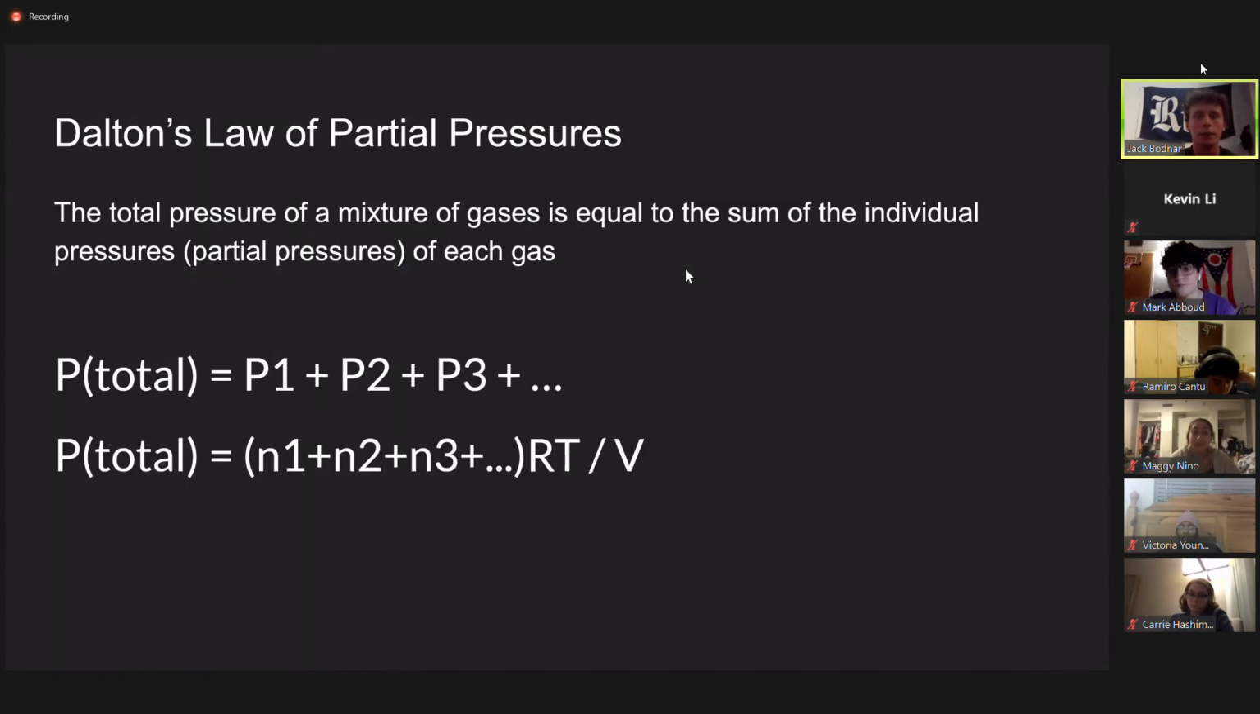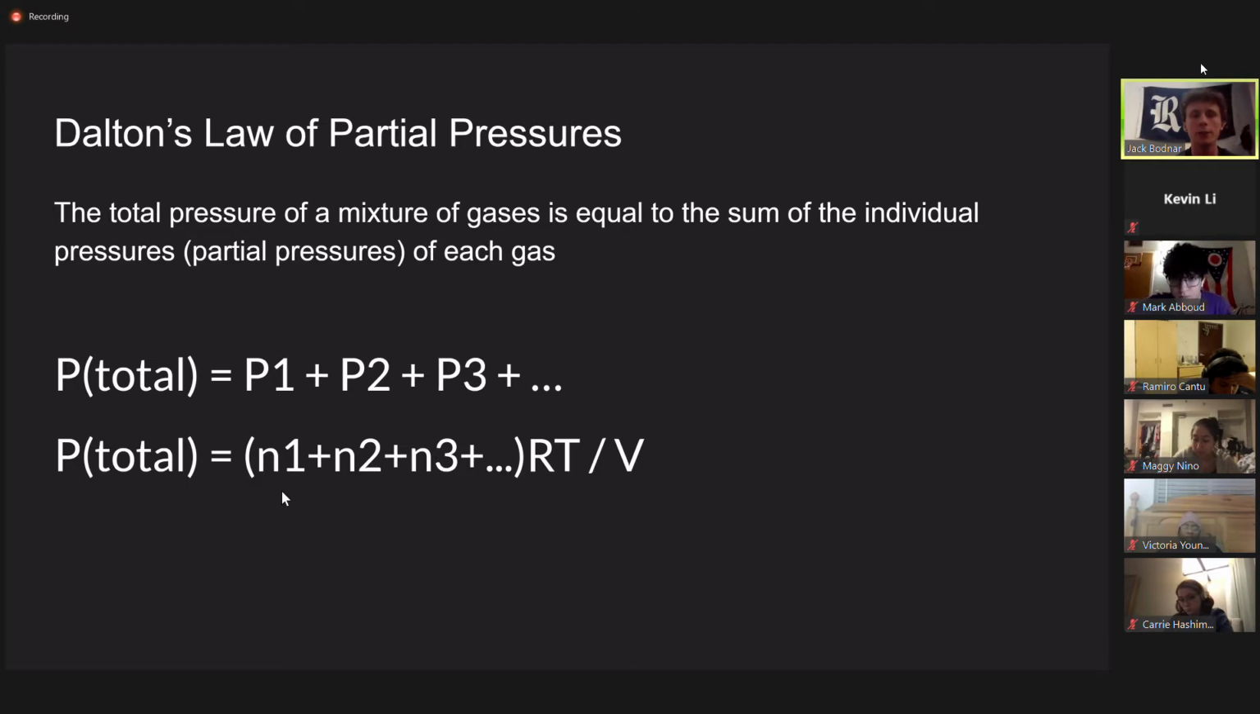And then from the ideal gas law, we derived a law called Dalton's law of partial pressures, which says that the total pressure of a mixture of gases is equal to the sum of the individual pressures of each gas. So really mathematically, all this is the total pressure is equal to the pressure of gas 1 plus the pressure of gas 2 plus the pressure of gas 3 for however many gases we have.